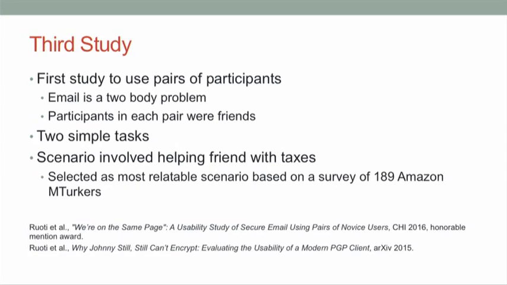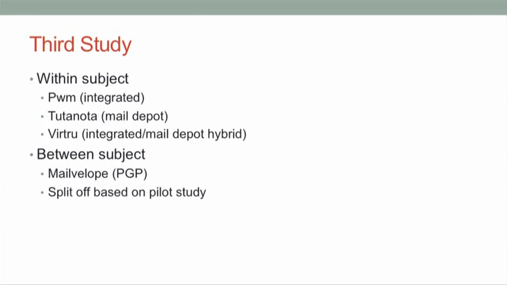We put them in separate rooms. We told them they could phone each other. And one was given the task of sending a secure message. We didn't tell them that the study was about secure email. We recruited people and said, are you a Gmail user? Then we would put them in the room, give them the scenario, point them at the tool, and see what they could do on their own without any training from us.